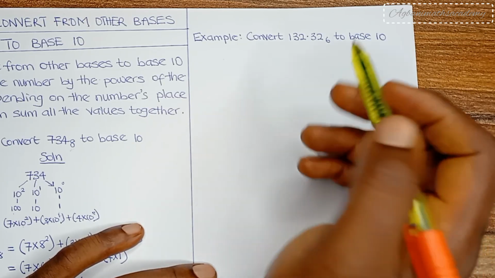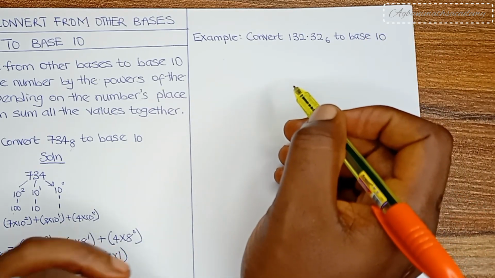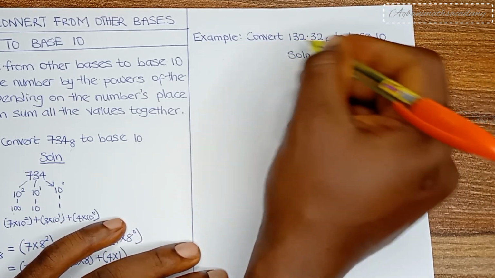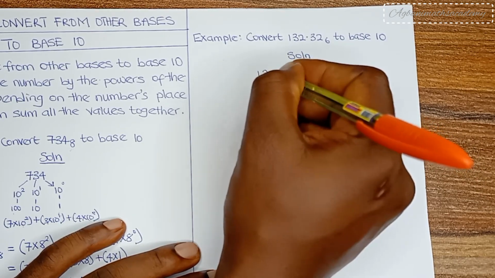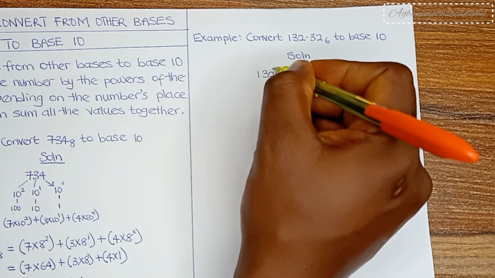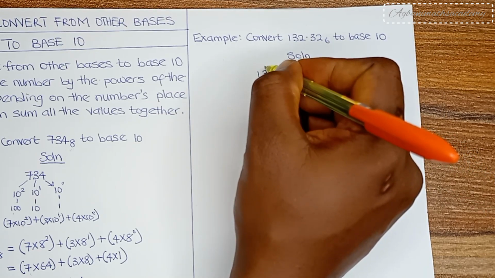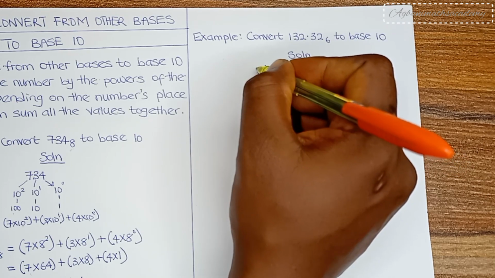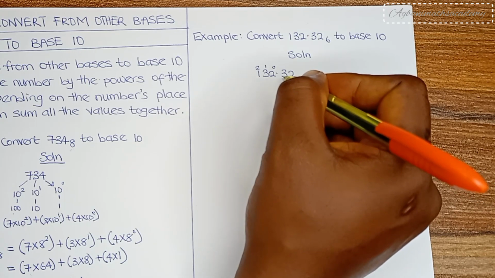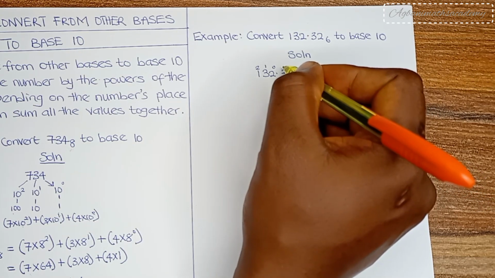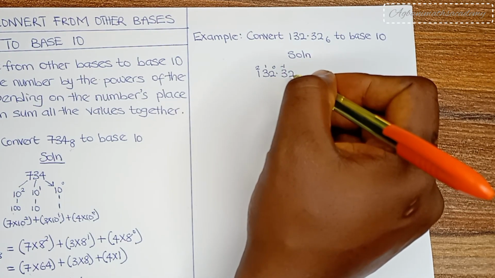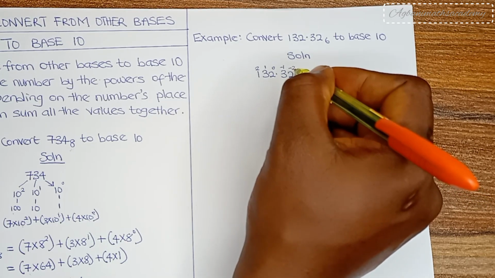Okay. So in order to solve this, we are going to also consider the place values of all these numbers. So let's solve. Solution. Let's write this number down. We have 132.32. The unit value has a power of 0. The tens value has a power of 1. The 100 value has a power of 2. But what about the numbers behind the decimal point? The first number behind the decimal point is tenth and has a power of -1. 2 here is hundredth and has a power of -2.